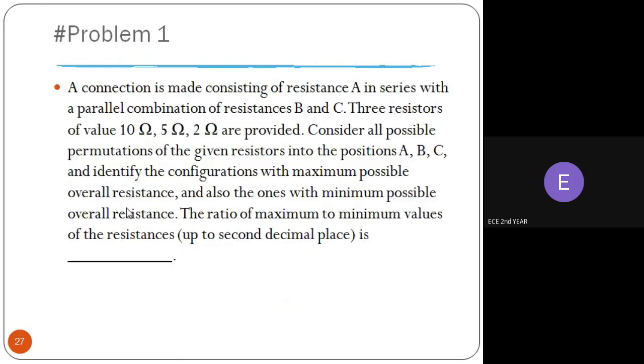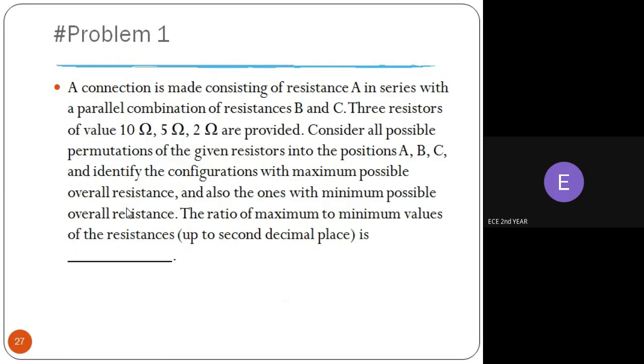So what we need to find is the maximum possible overall resistance and the minimum possible overall resistance with the different permutations and combinations. Finally, we need to calculate the ratio between the maximum resultant and the minimum resultant value of the resistance. The maximum can be calculated when the 10 ohm is connected in series.